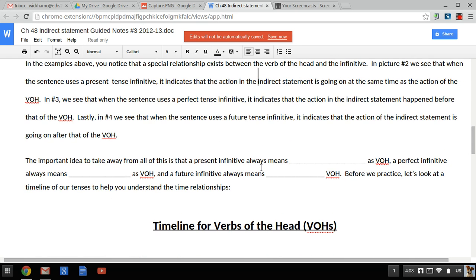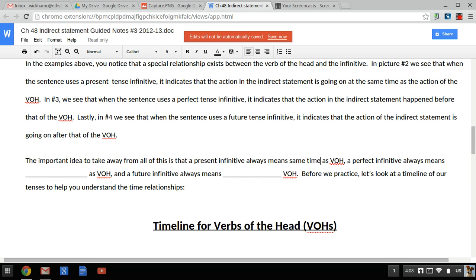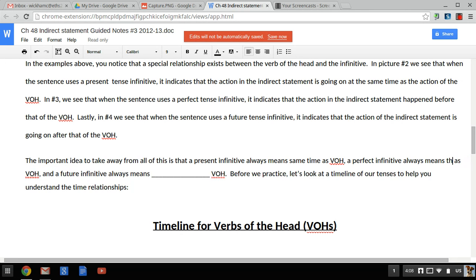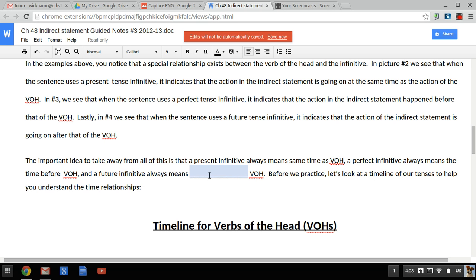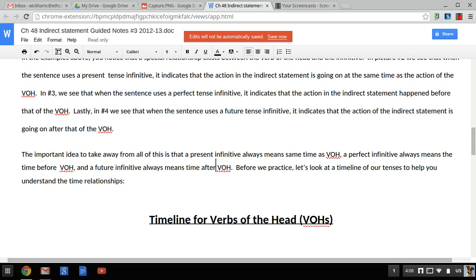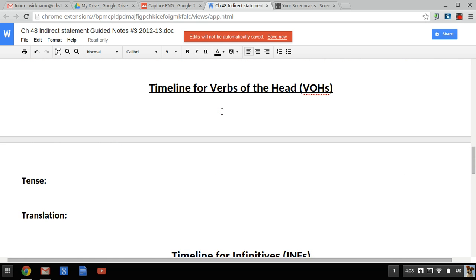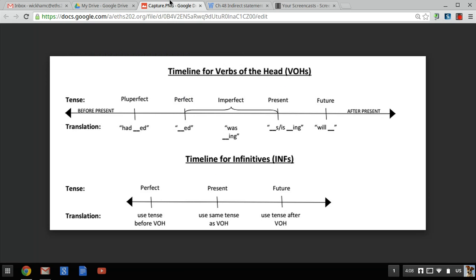The important idea to take away from all of this is that a present infinitive always means same time as the verb of the head. A perfect infinitive always means the time before, and you can cross out as the verb of the head. And a future infinitive always means the time after the verb of the head. And then it says, before we practice, let's look at a timeline of our tenses to help you understand the time relationships. Mine isn't showing up on here, so I'm going to go ahead and switch to a picture here.